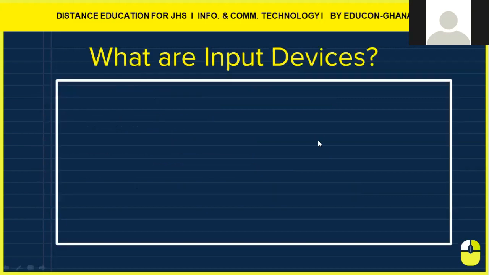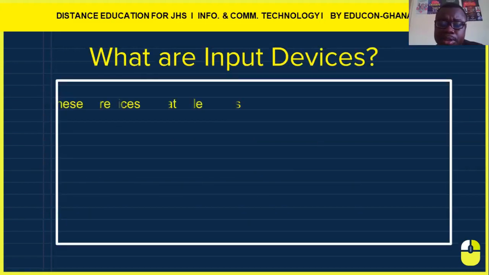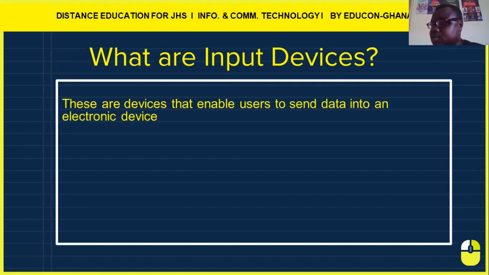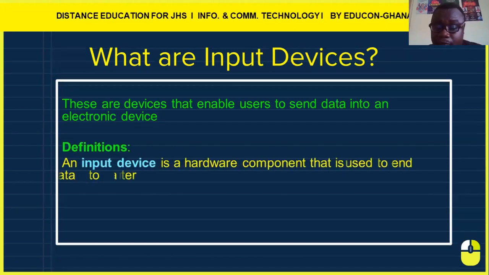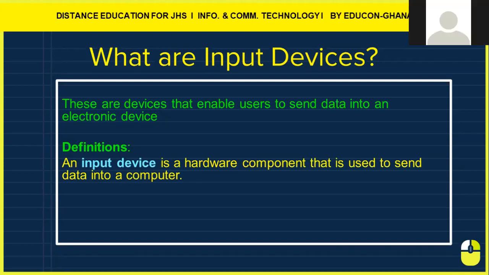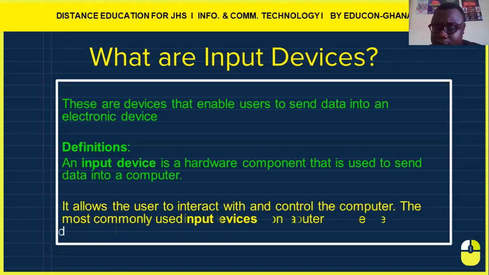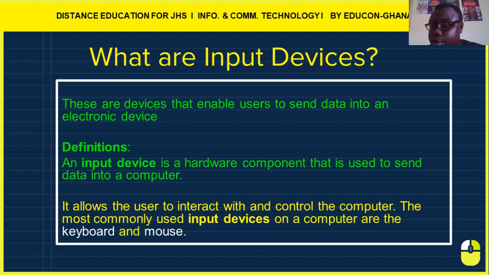Now, we know that input devices enable users to send data into an electronic device. So basically, any device that will allow you to send data into any electronic device, not only computers, is an input device. But because we are dealing with computers, we relate it to computers. So if you are to define input device, then we will say that an input device is a hardware component that is used to send data to a computer. Very simple. We must also know that it allows the user to interact with and control the computer.